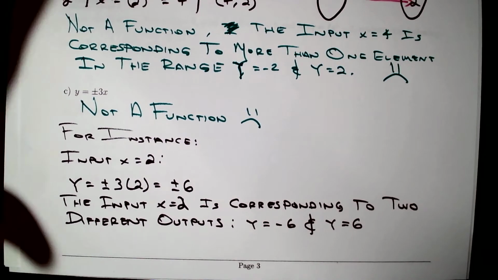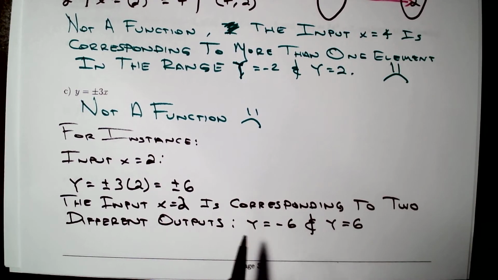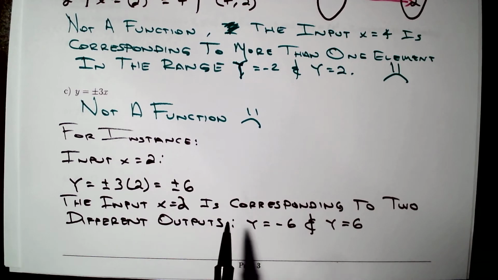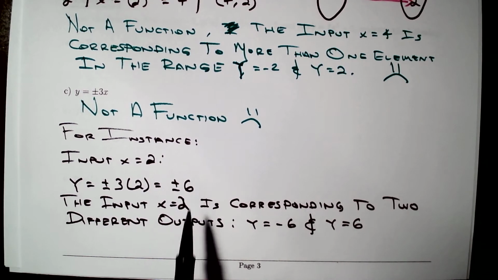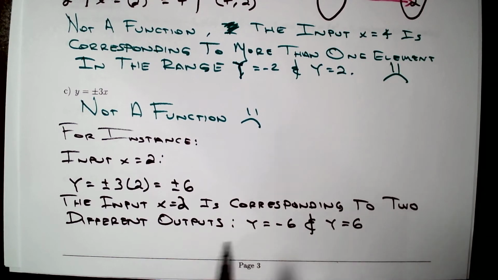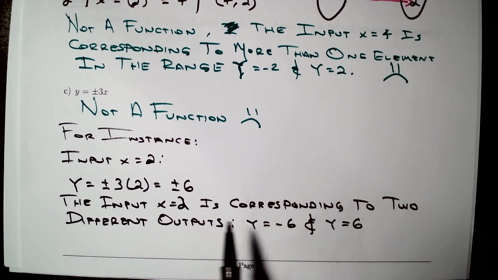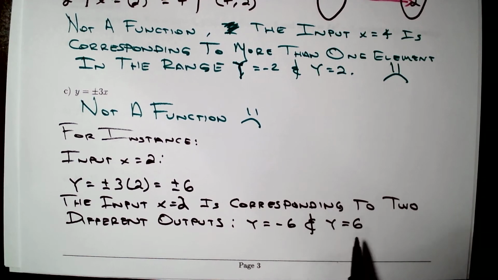And by the definition of a function, in this case, it's violating. See how this is violating the definition of a function. It's not meeting the requirements. It's mapping to more than one value in the output. One element in the domain is corresponding to more than one element in the range.